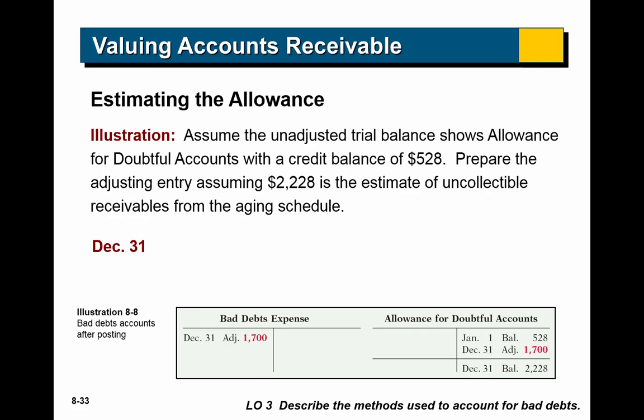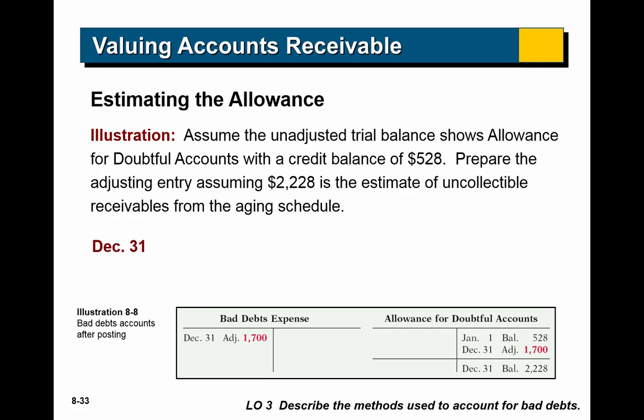So this is confusing sometimes, but you think about it. What you do is at the end of the year, you estimate how much you think is uncollectible, and then you want to bring your allowance for doubtful accounts up to that amount. So if they had a balance of $528 in that account, but they're estimating that the balance will be $2,228 that they can't collect, what they have to do then is an adjusting entry at the end of the year to bring the account balance up to $2,228.